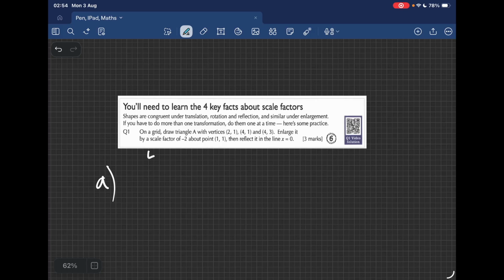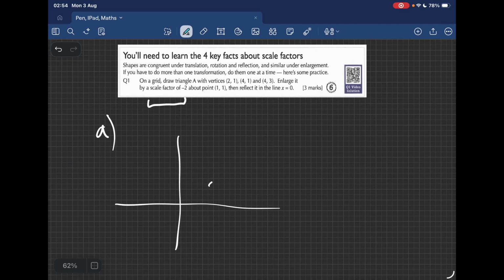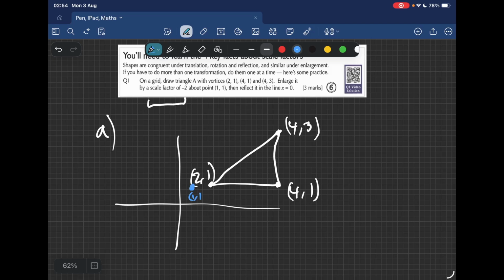So we've got the scale factor of -2. I'm going to do a rough sketch just to give you an idea of what we need to be doing here. So we're going to plot all our vertices of this triangle, and let's connect it up. Perfect, so that's our triangle, and we're enlarging it by a scale factor of -2 at the point (1, 1). So let me represent (1, 1) here.